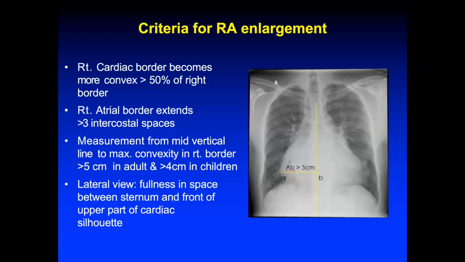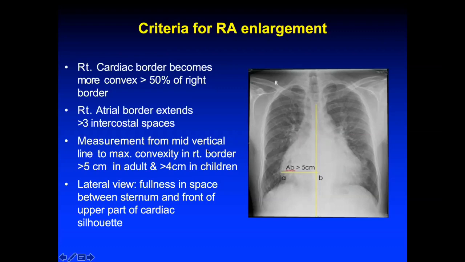So let's see the first criteria for right atrial enlargement. When there are multiple criteria for one thing, always remember that not all are equally hard points, but the easiest criteria for right atrial enlargement is the right atrial border extending more than 3 intercostal spaces. So if your right atrial border extends beyond 3 intercostal spaces, 1, 2, and 3, then this is basically right atrial enlargement. So the first criteria, and the easiest way out, is the right atrial border extending more than 3 intercostal spaces.